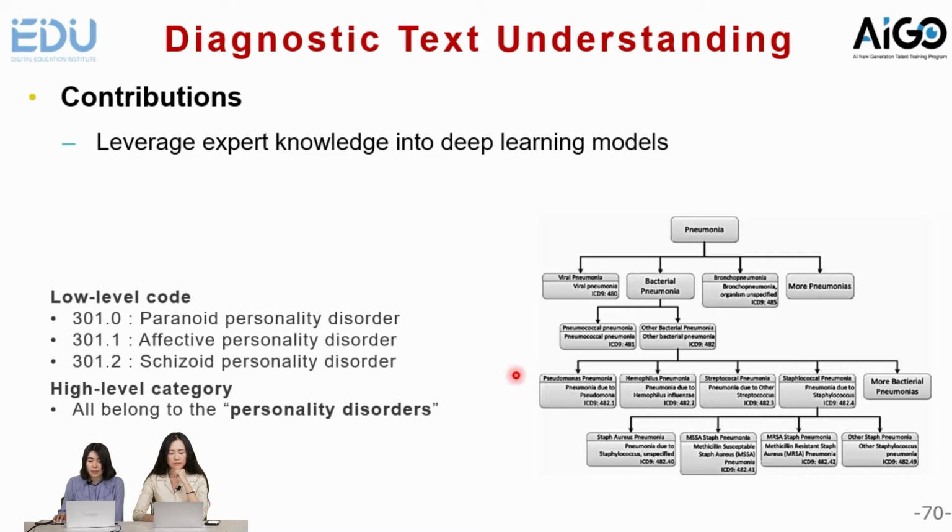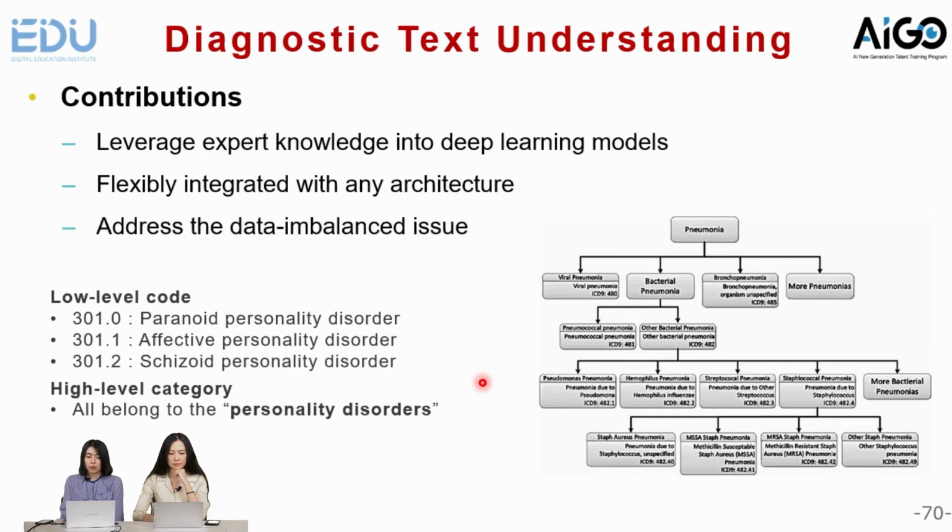So this idea is very flexible. It can integrate with any model architecture. And it can also address the data imbalance issue, because if you have a frequent code, it means more data, so it will have better performance. But for the rare code, there is less data and poor performance. But the rare code can share information from the codes with large data.